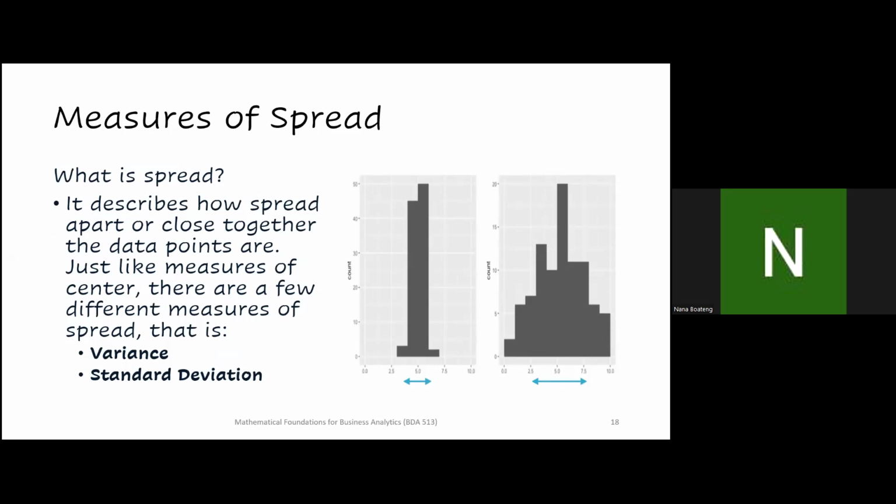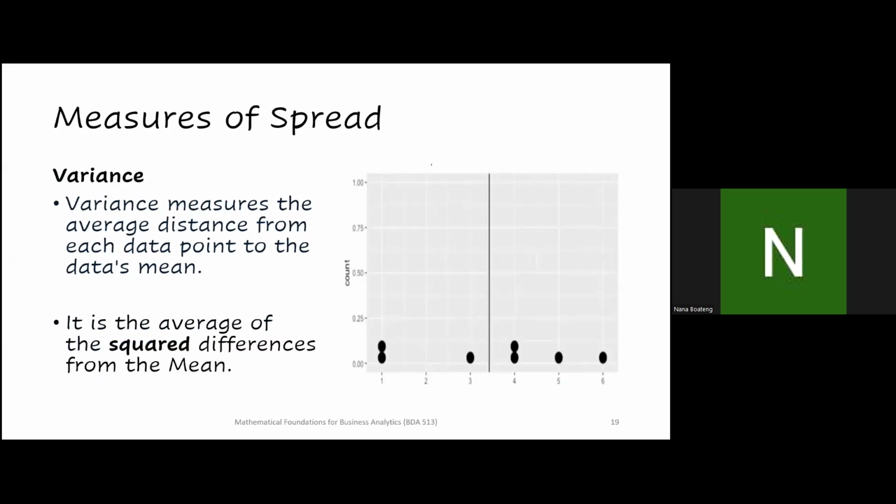So the spread tells us the variability in our data. You see that the first diagram is very close together, very compact, whilst the other one is spread, a bit more varied. So let's look at how we calculate the variance. The variance measures the average distance from each data point to the data's mean.